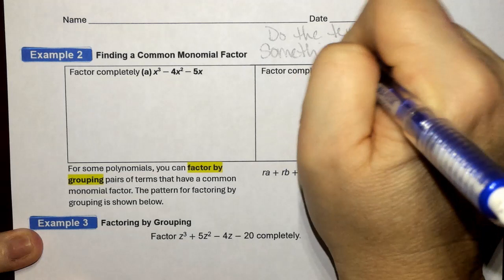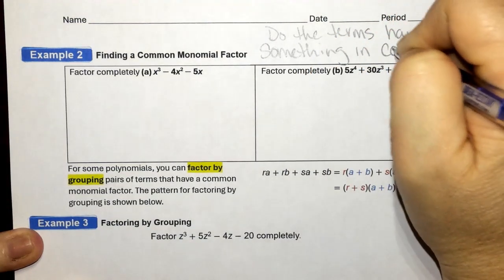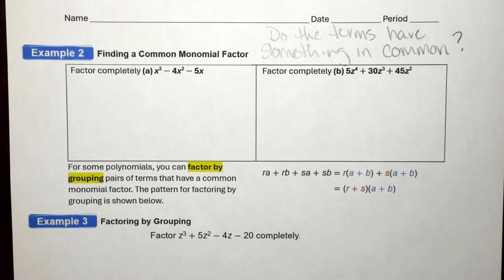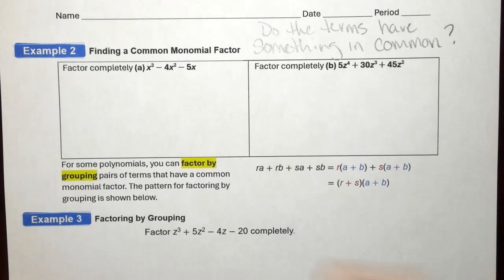And then go from there. So do they all have the same variable? Do they all have the same coefficient, like a factor of it?